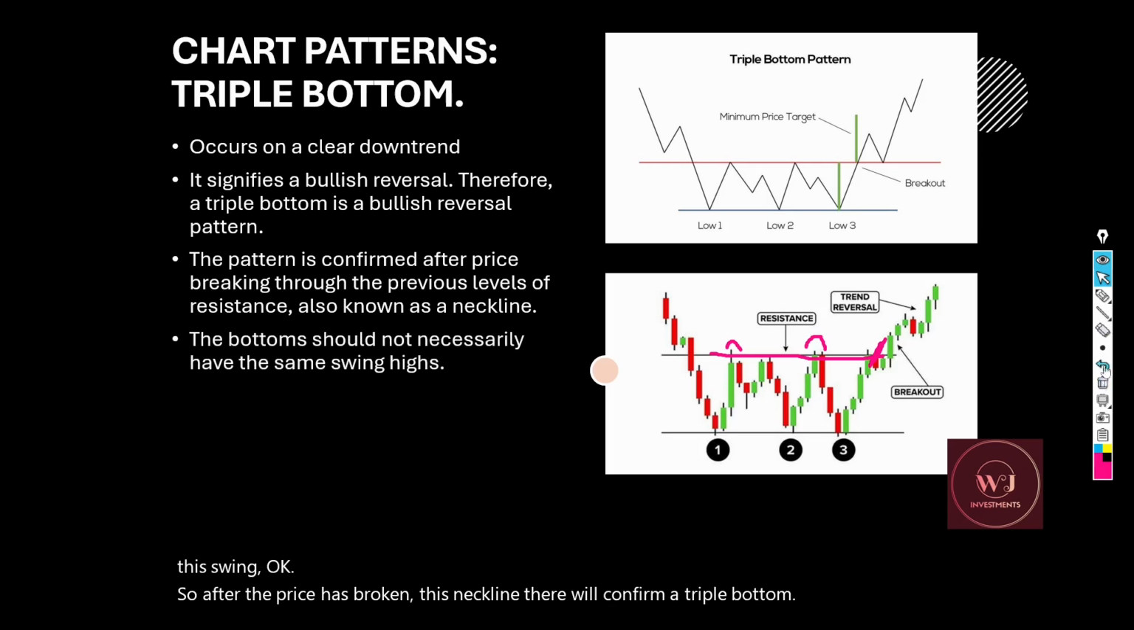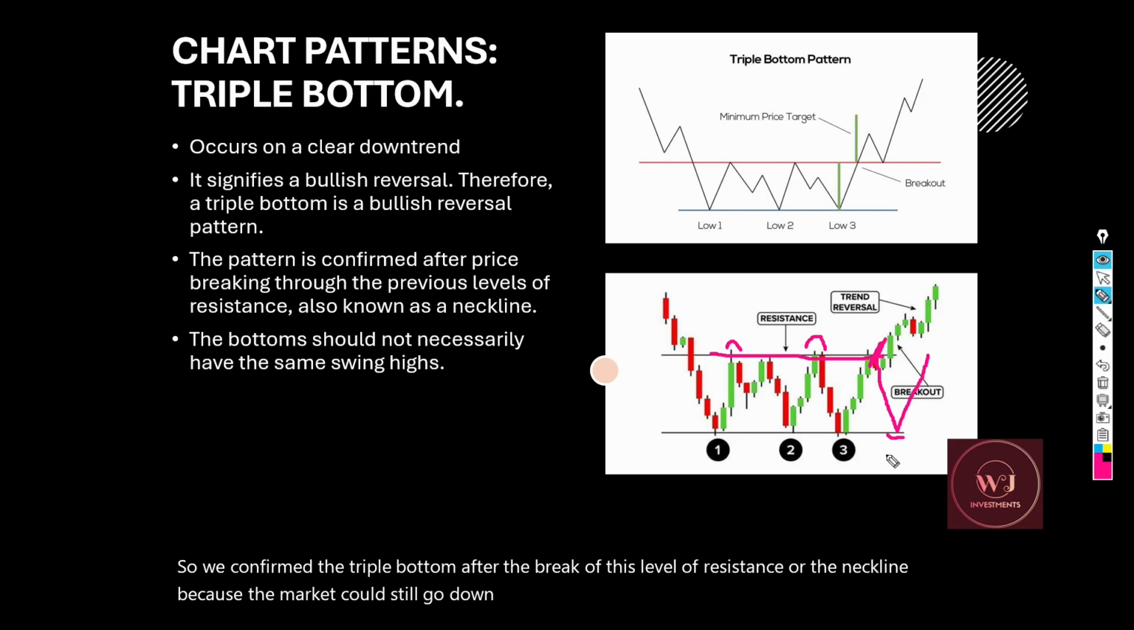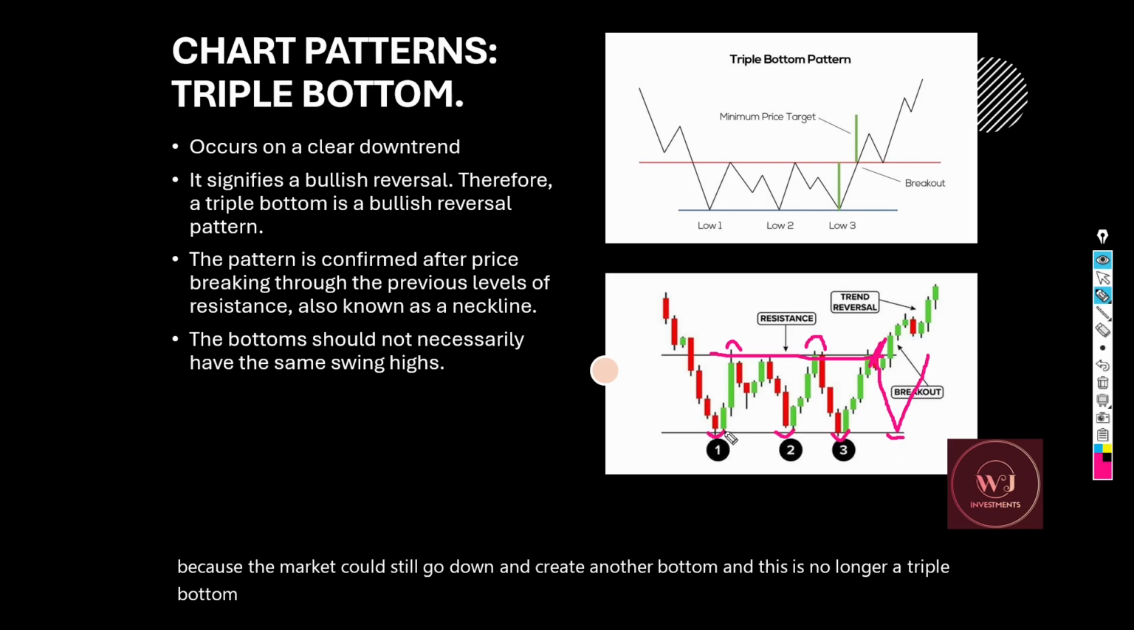So we confirm the triple bottom after the break of this level of resistance or the neckline, because the market could still go down and create another bottom. And this is no longer a triple bottom. This becomes a consolidation.